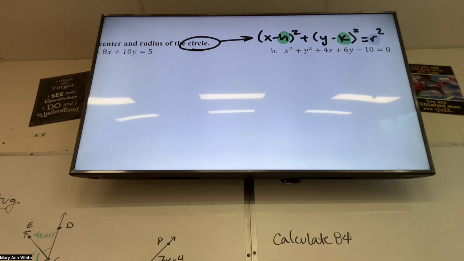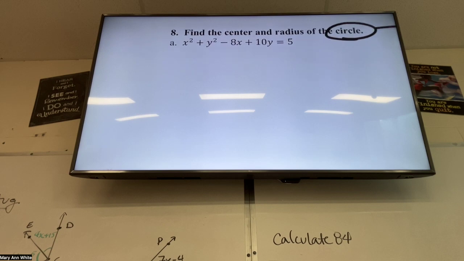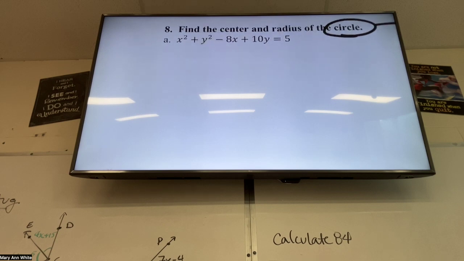Okay, so we have to start by getting it in that form, and to get those perfect squares, I have to complete the square. So I'm going to look at this first equation, and I'm going to put the x's next to each other and put the y's next to each other. And then if there's any constants on the left-hand side, I'm going to move it to the right-hand side. Okay, so I see x squared minus 8x. I'm going to put those next to each other. And just like when we complete the square, I'm going to leave a little bit of space because I'm going to have to write another number there.